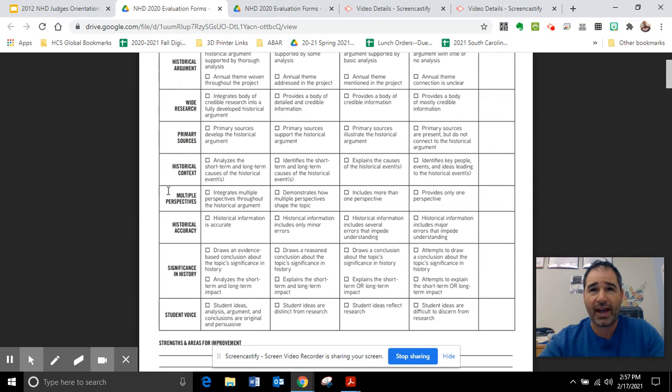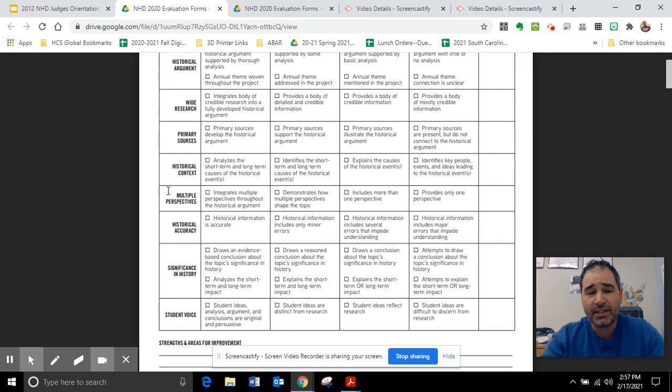Sometimes students will just add in pictures that they think kind of go along with the topic. If they're just there for looks, for adding to the visual aesthetic and not helping to develop the argument, that's not going to meet a superior category. Historical context would be sort of that first chunk of the project where they're trying to explain the causation and the larger context of the main event. So it's the things that are leading up to the main event, things that are helping set the stage.